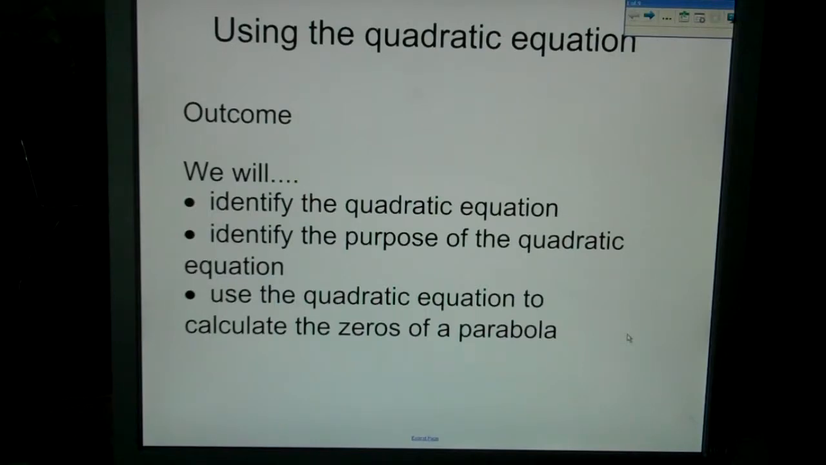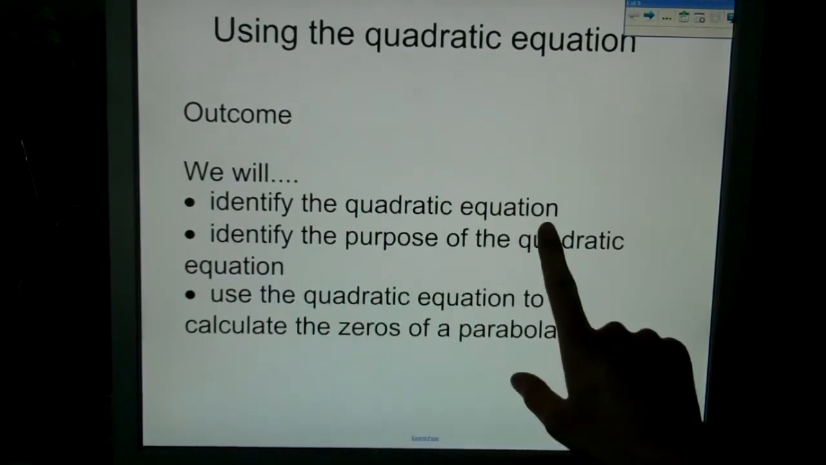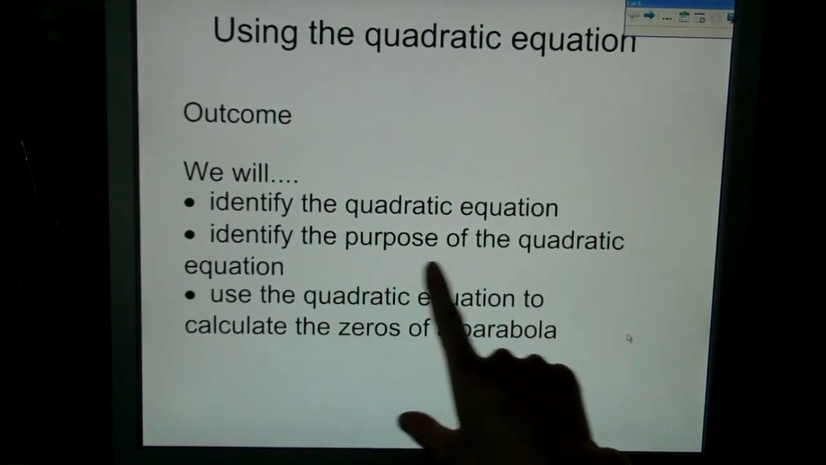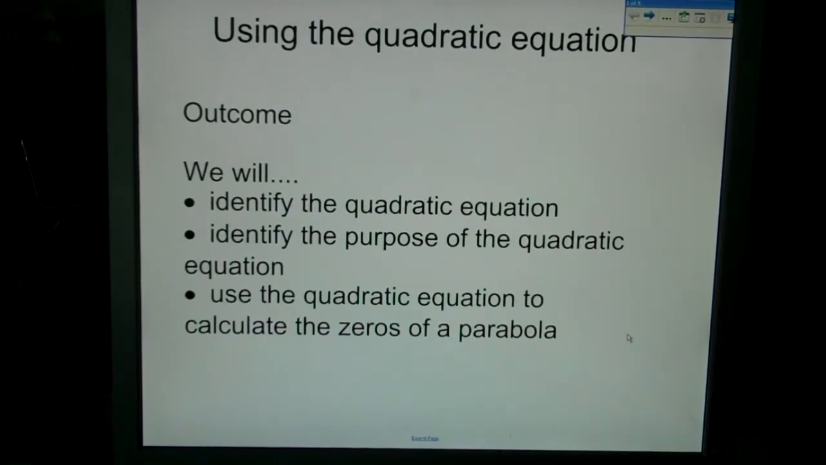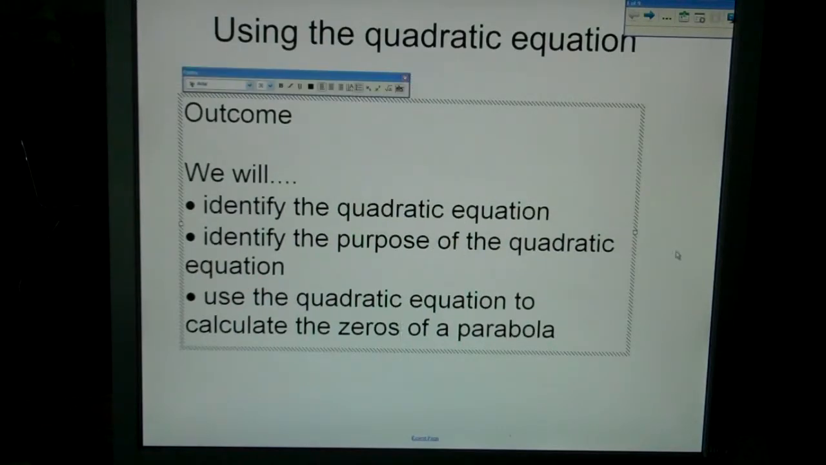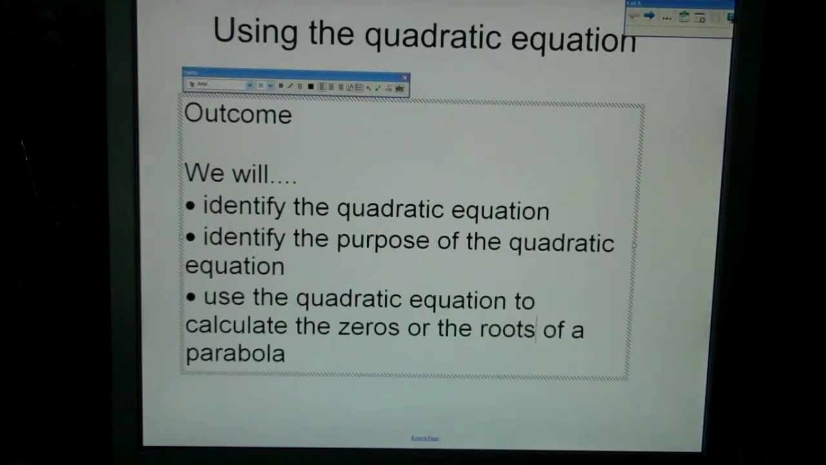Alright, outcome. We will identify the quadratic equation, identify the purpose of the quadratic equation, and we will use the quadratic equation to calculate the zeros. I also want to call that the roots.